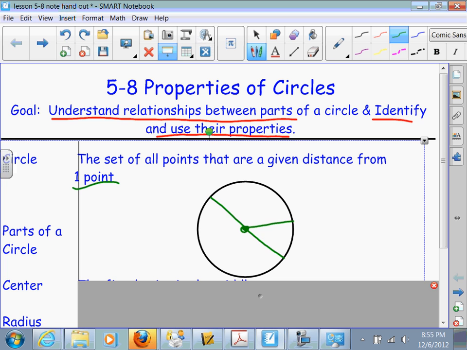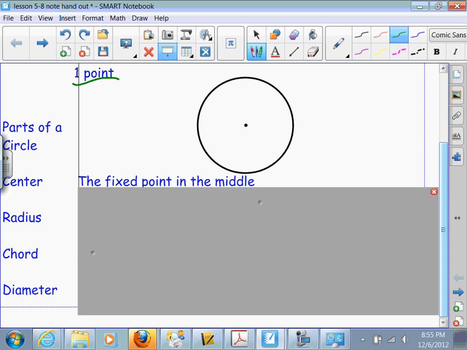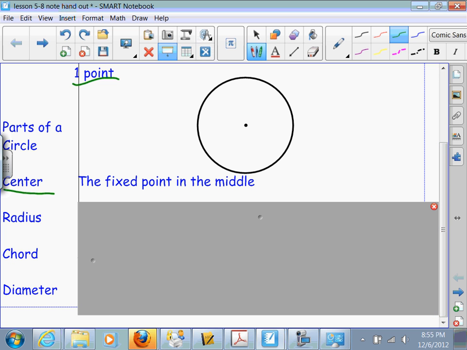All right, so as we go through, I would encourage you to draw pictures. I have stuff on there for you to draw on. This would be one of those times. Obviously, the center of the circle is that fixed point that we talked about, okay? It's the point in the middle. Obviously, you guys can locate that.